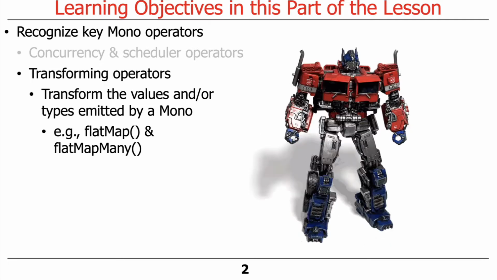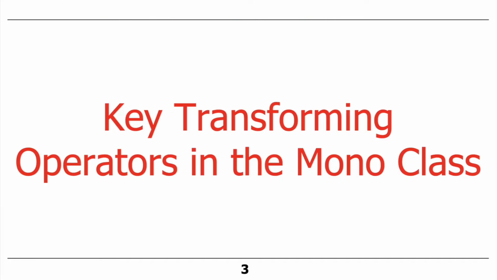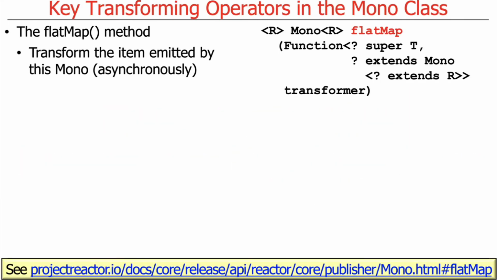And they're used to transform the values and/or the types emitted by a mono, and to do it in a really cool way. So the flatMap method transforms the item that's emitted by the mono, and it's typically intended to be used asynchronously. You can use it synchronously, but it's way cooler when you use it asynchronously. That's the beauty of monos and the beauty of Project Reactor: the asynchronous use cases.